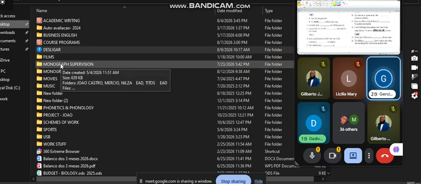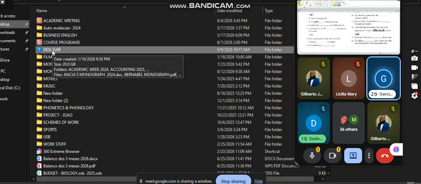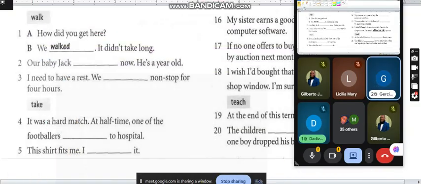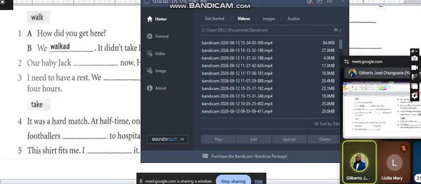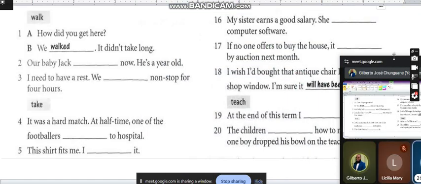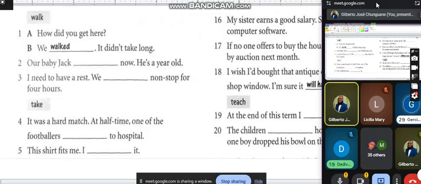Good afternoon, lecturer. Good afternoon, class. The answer that I chose is: our baby Jack walks now. He's a year old. I chose walks because it's simple present. My answer is our baby Jack walks now. He's a year old, because it's referring to something that's currently happening now at that time. So that's why I chose the answer. It's simple present tense.